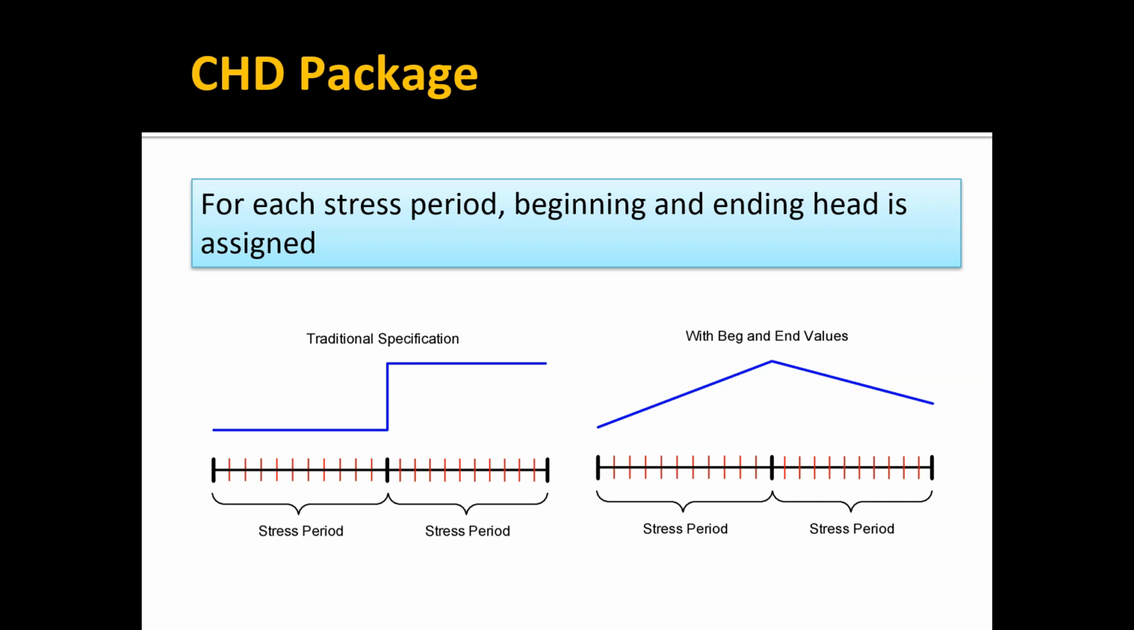So you can have a curve, a parameter that varies over time, as shown on the right. I kind of wish all of the stress packages had this option, but most of them use the step function method on the left, and so that's something to keep in mind. And that's something unique to the Changing Head Boundary package.